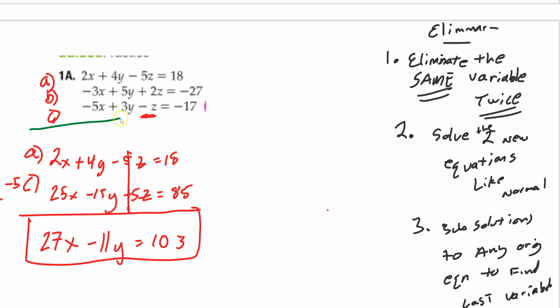I'm gonna pick c again because that's easy. I can't do it with a, I did that already, so I'm gonna do c and b. Again, the reason I'm doing c is because it has a z by itself. So I'm gonna multiply the bottom row by 2, and that should get rid of the z's. I'm gonna keep b the way it is.